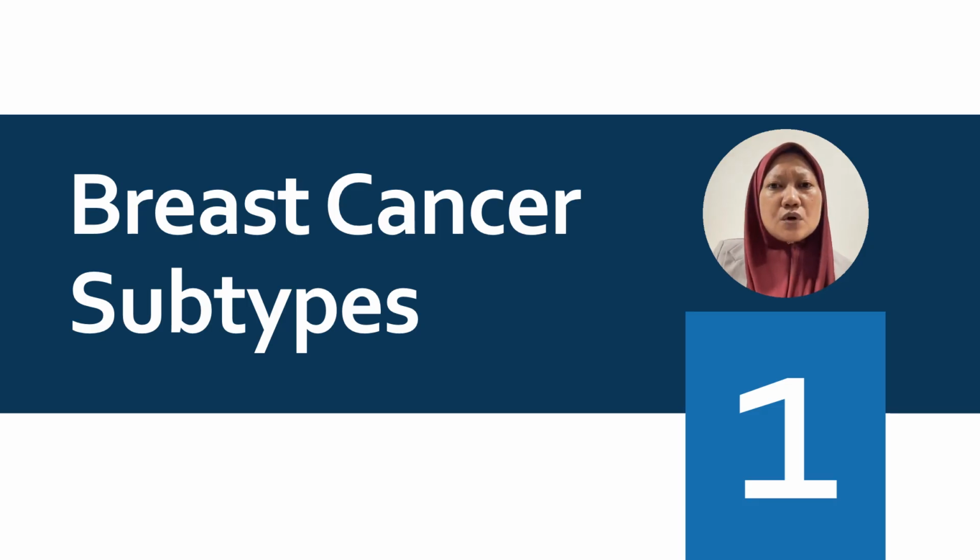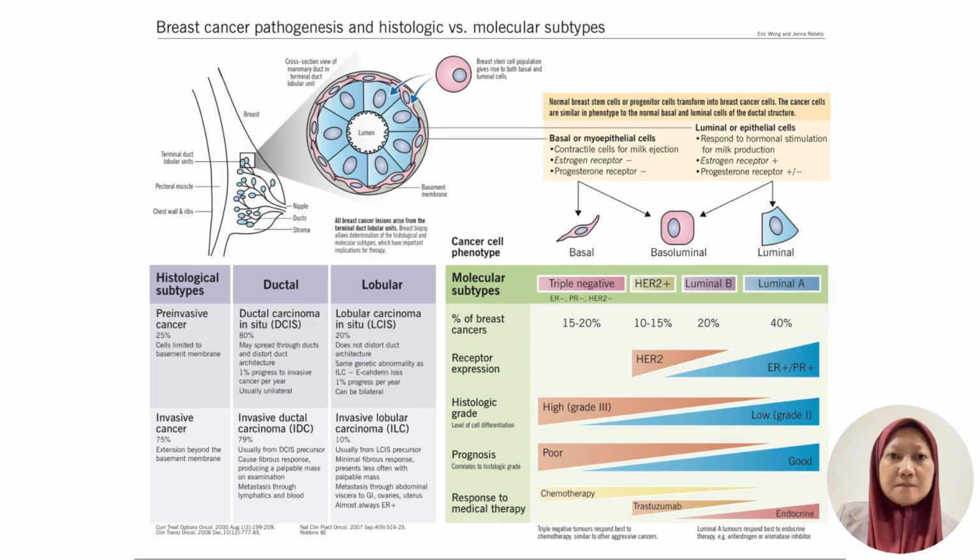Breast cancer is not a single disease, but a group of diseases characterized by different subtypes. These subtypes are defined based on the presence or absence of hormone receptors like estrogen receptor, or ER, progesterone receptor, PR, and the HER2 protein. Understanding these subtypes is crucial because they guide treatment decisions and influence prognosis.